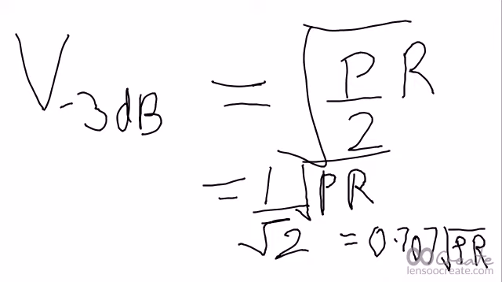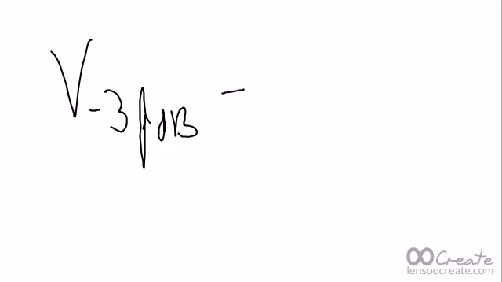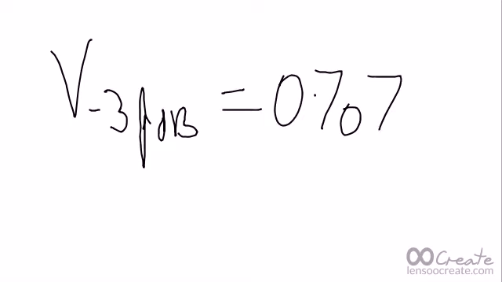So the voltage at minus 3 dB frequency is 0.707 of voltage at the given frequency. So at minus 3 dB frequency the power is reduced to 1/2 while the voltage is reduced to 0.707. Fine. So our power is reduced to half and our voltage is reduced by 0.707.